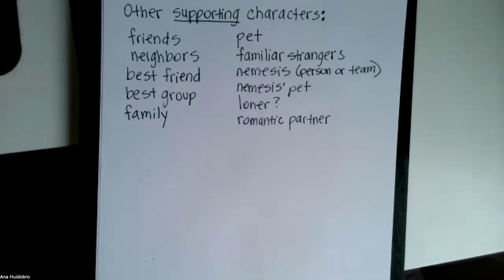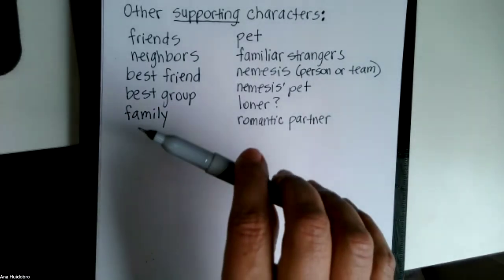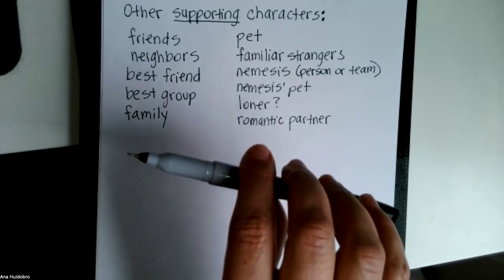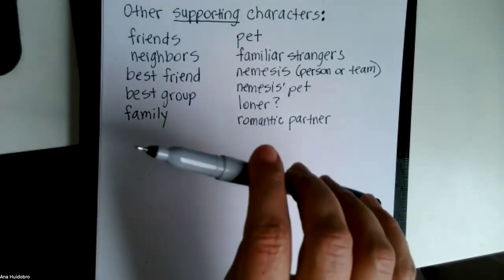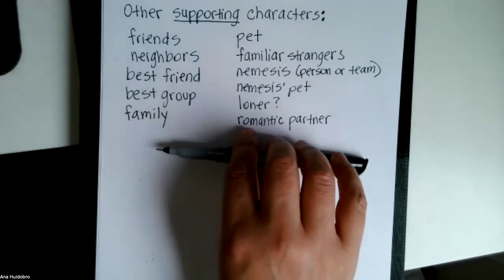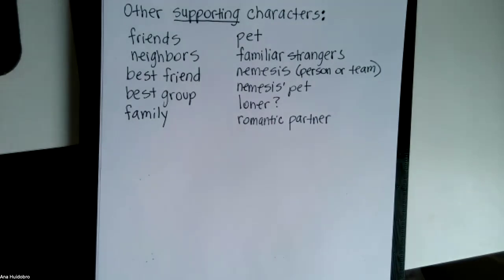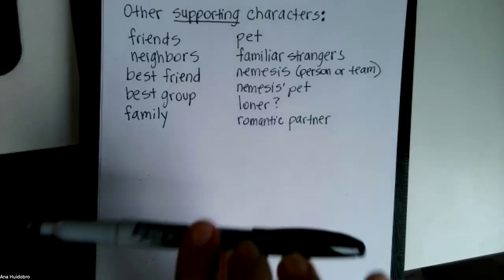So I want you to go ahead and pick maybe two or three and get specific. Who are they? What are their names? Or what species are they? And go ahead and do that. All right. Good job. Now, can you go ahead and raise your hand and share with your group some of the other supporting characters you have?